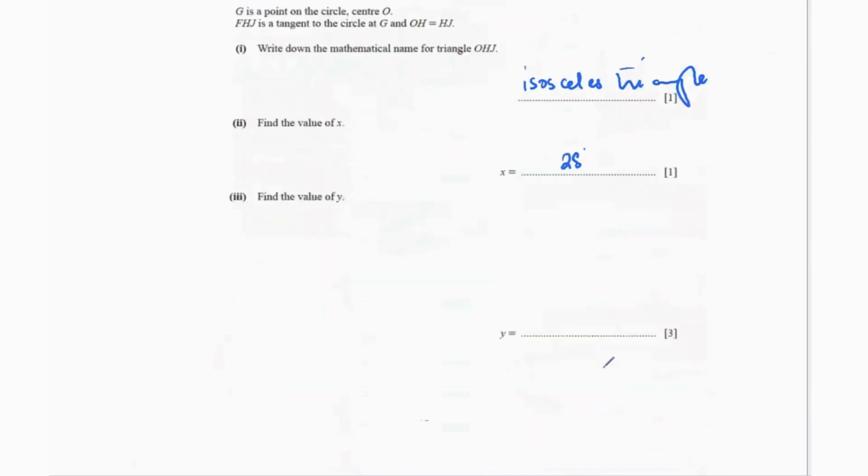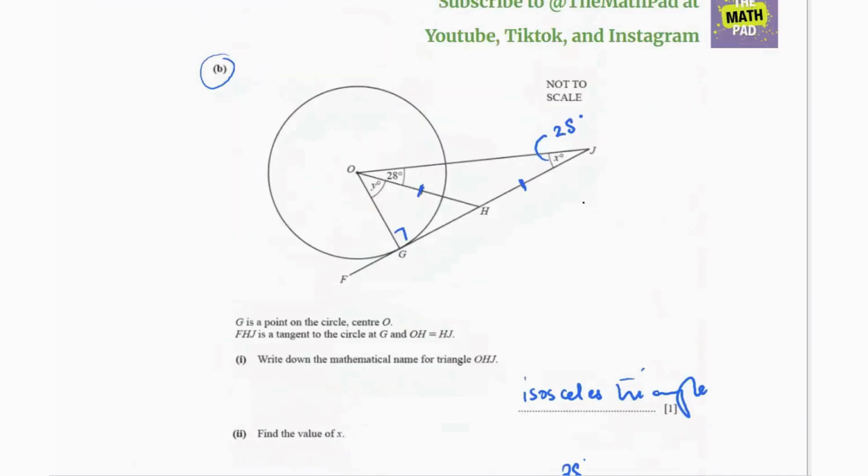Then you have to find the value of y. So for y, we're going to do 180 minus 90 minus 28 and again minus 28. We're going to use this, this, and this because it's a triangle, OGJ. So since OGJ is a triangle, we use the given angles to find the unknown. So that's going to give us 34. That's your value of y. That's how you solve this.